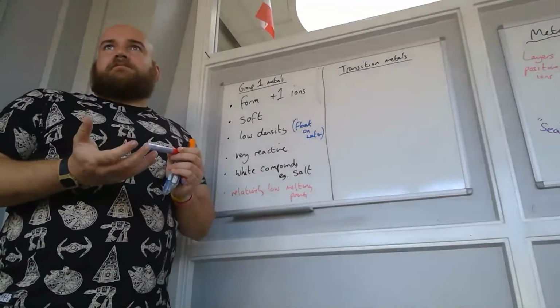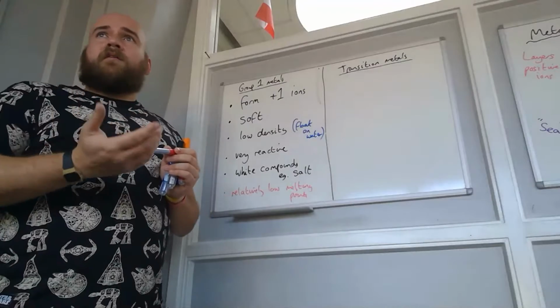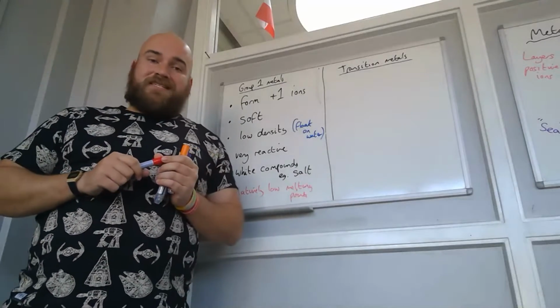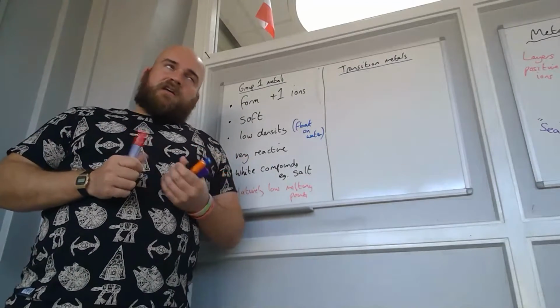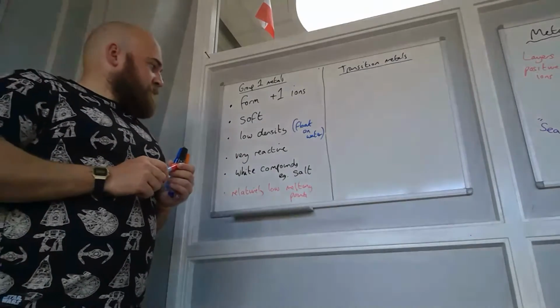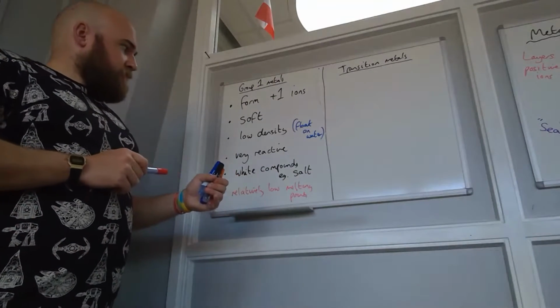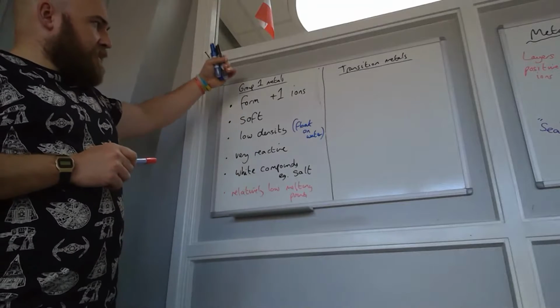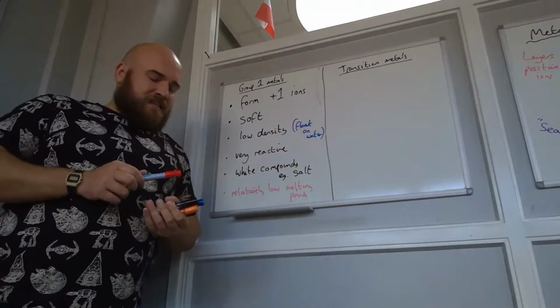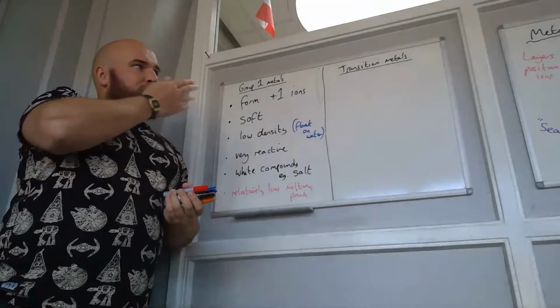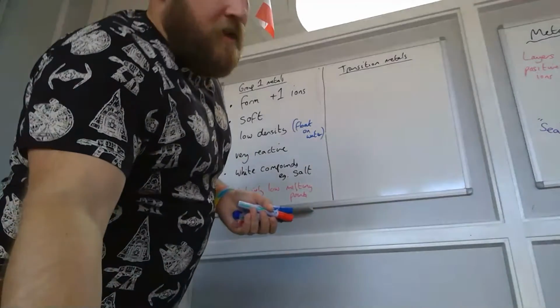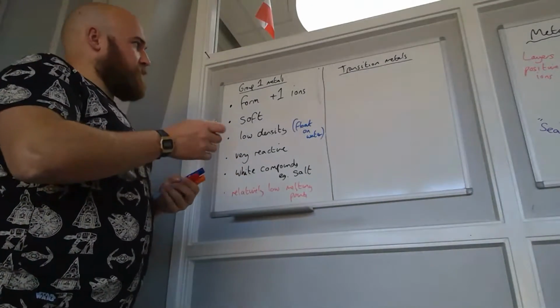You can actually melt, I don't recommend you do this, cesium in the palm of your hands because the melting point is about 28 degrees Celsius and your body temperature is about 37 degrees Celsius. So that's what these things do. And again, if you learn this list of facts here, you can sort of automatically predict what the transition metals are going to look like in terms of their properties.